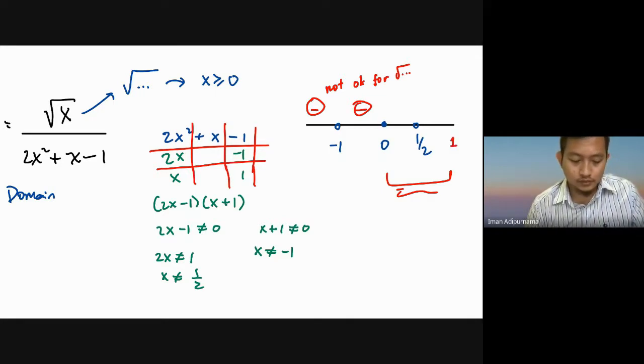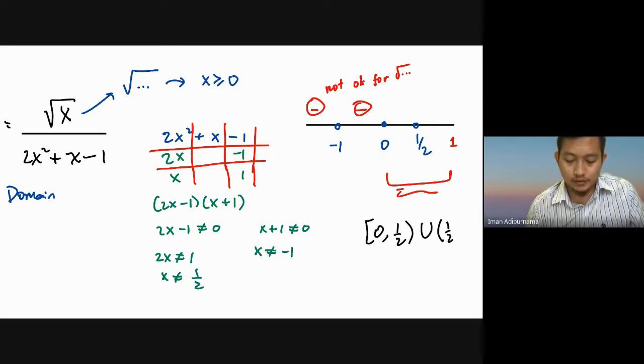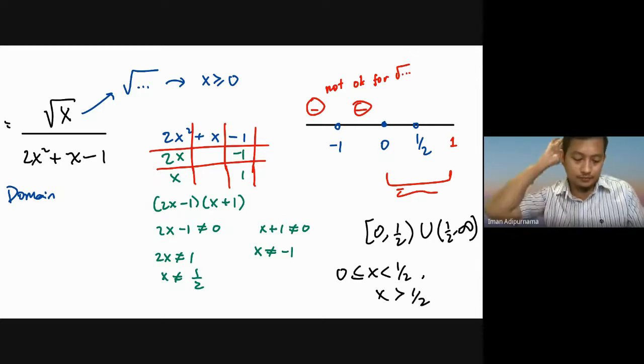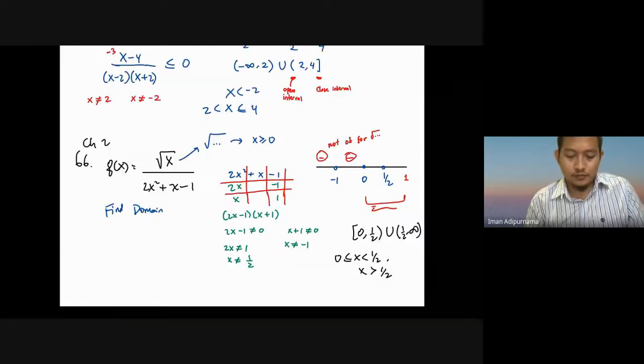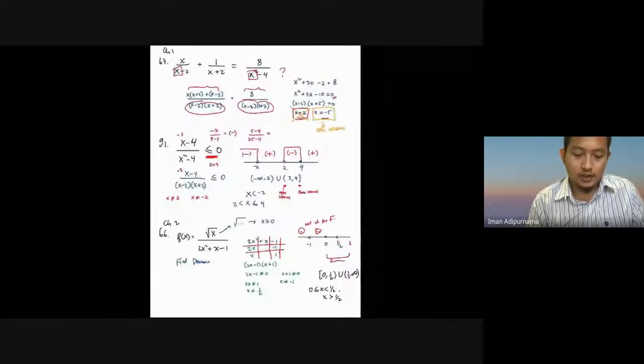Let's say we have one. What we have here, I think this is still okay. So we can have from 0, half, and then half to infinity. I think that's okay. Okay, that's the domain.